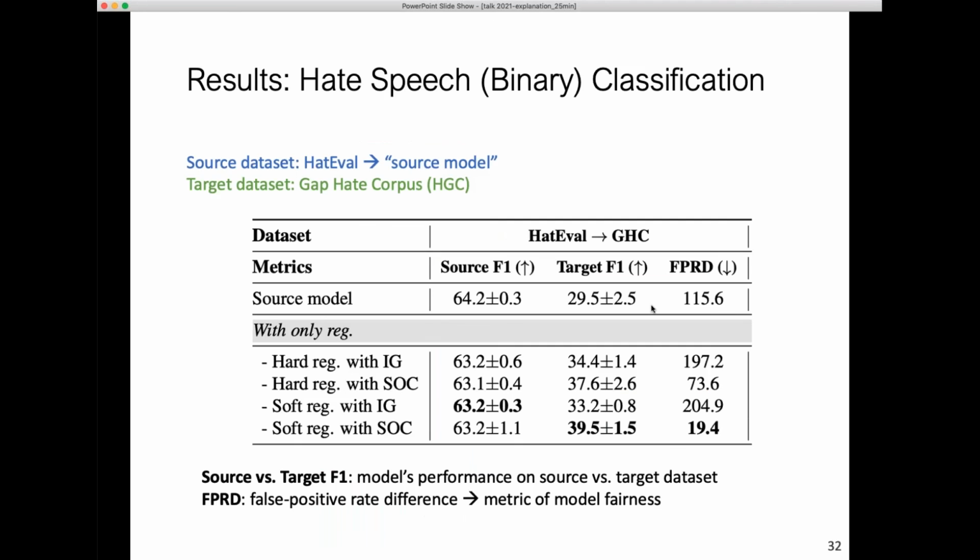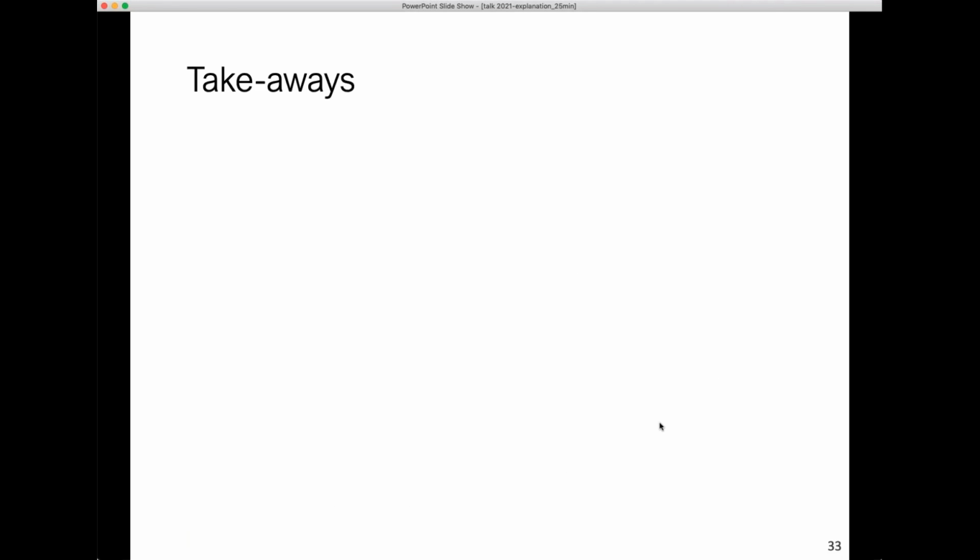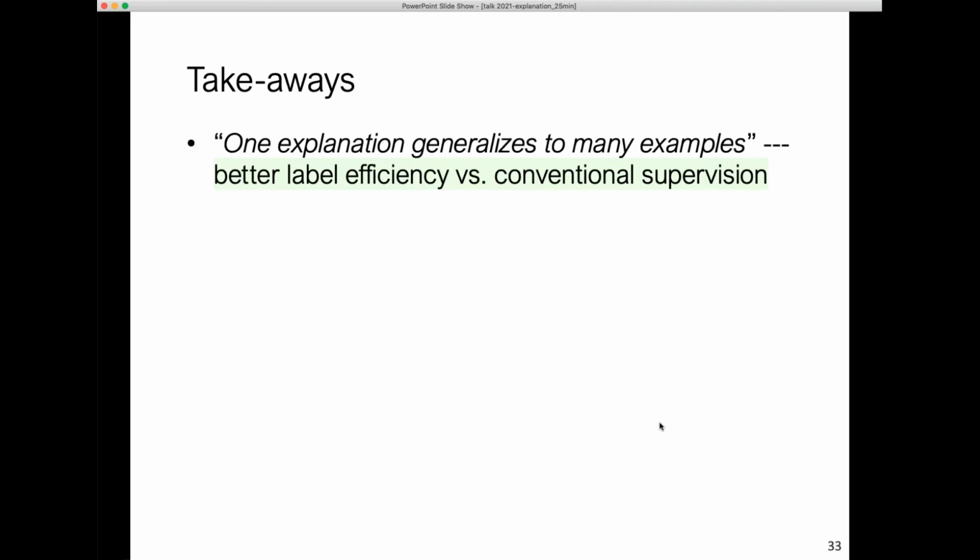It turns out that this method works pretty well in terms of reducing biases of the model, which can be measured by the last column of the FPRD here. You can see with the regularization using the SOC attribution algorithm, the bias ratio can significantly go down from 115 to 19, for example, while maintaining the performance on the source model and also improving the F1 measures on the target task, which is the hate speech detection task here. All right, so that concludes my work.